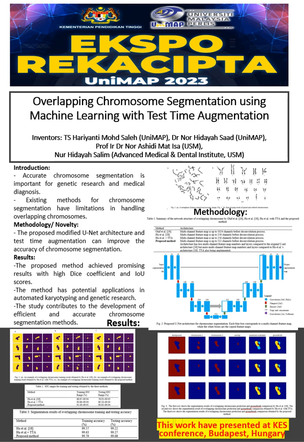Okay, expert case with the UNIMAP 2023. The title of the register is Overlapping Chromosome Segmentation Using Machine Learning with Test Time Augmentation. I'm the inventor Hariyanti, together with others from USM and also IPPT USM.